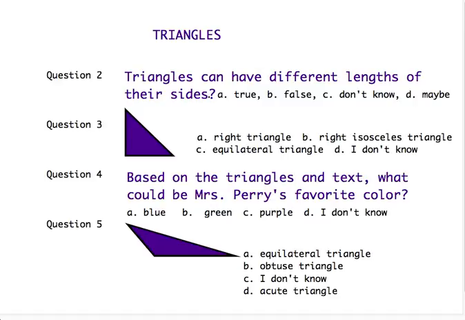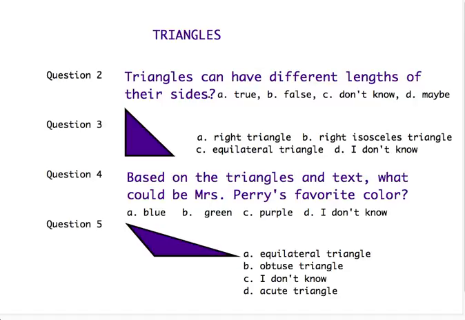Question 2. Triangles can have different lengths of their sides. A, true, B, false, C, don't know, or D, maybe. Question 3. This particular triangle that you see, is it A, a right triangle, B, a right isosceles triangle, C, an equilateral triangle, or D, you don't know? Question 4. Based on the triangles in the text, what could be Mrs. Perry's favorite color? A, blue, B, green, C, purple, or D, you don't know?